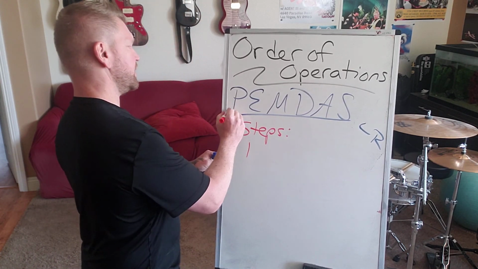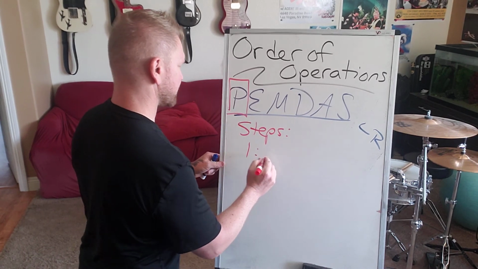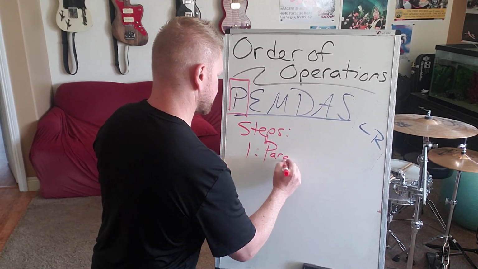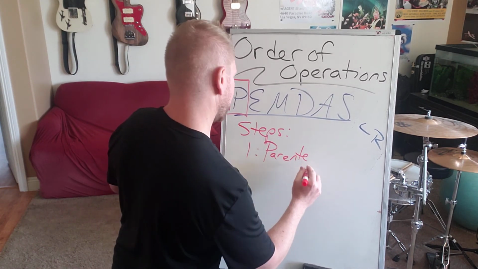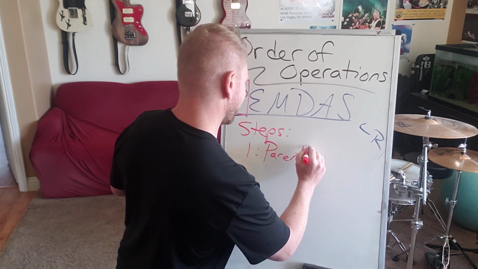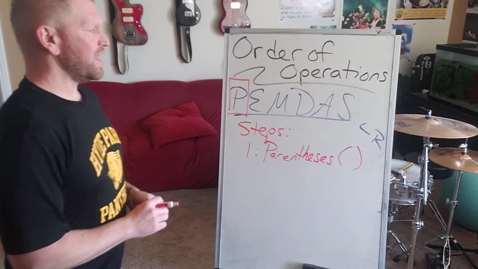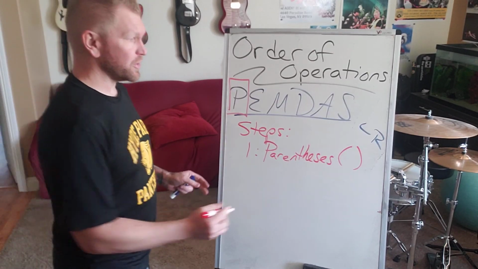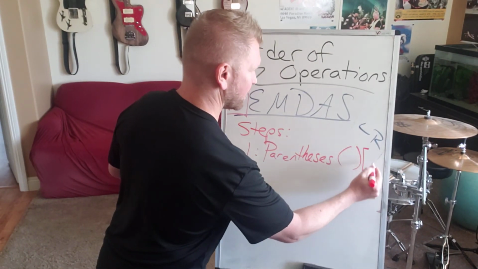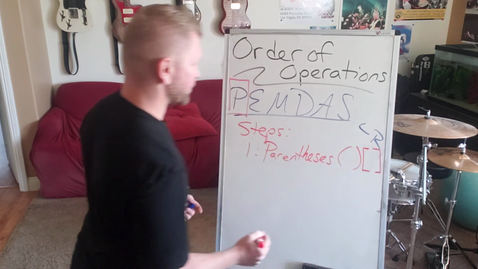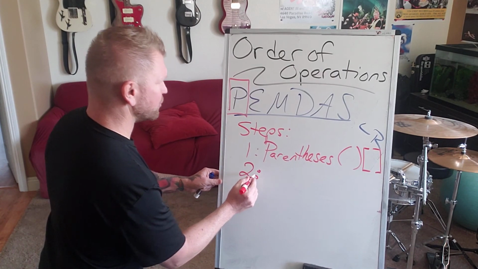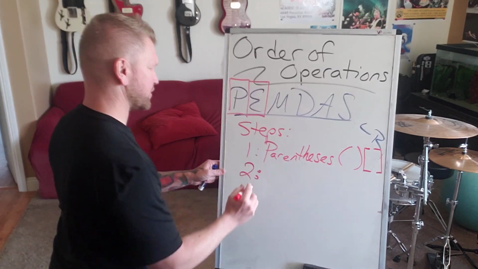Step 1 is parentheses. And it's actually any grouping symbol. Could be parentheses, could be brackets as well. So parentheses or brackets. Step 2 is exponents.